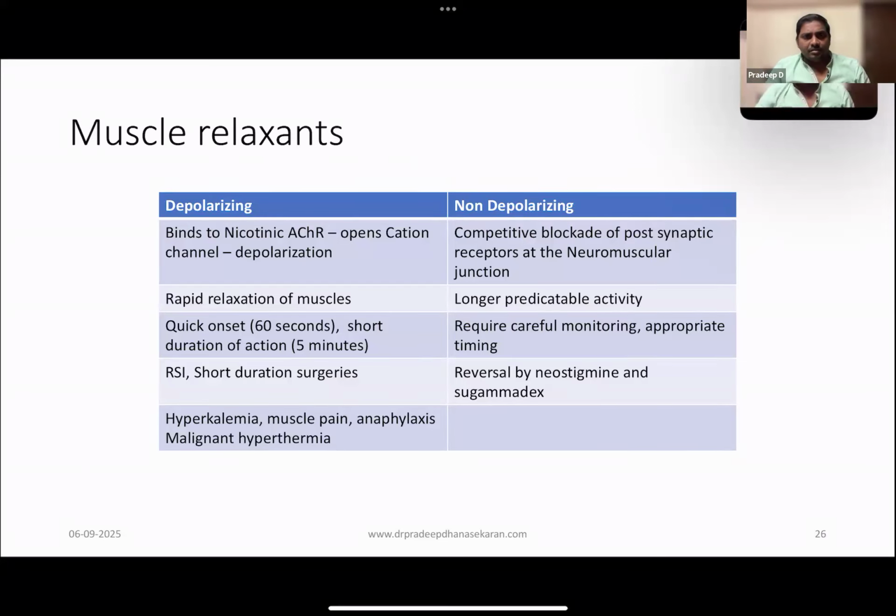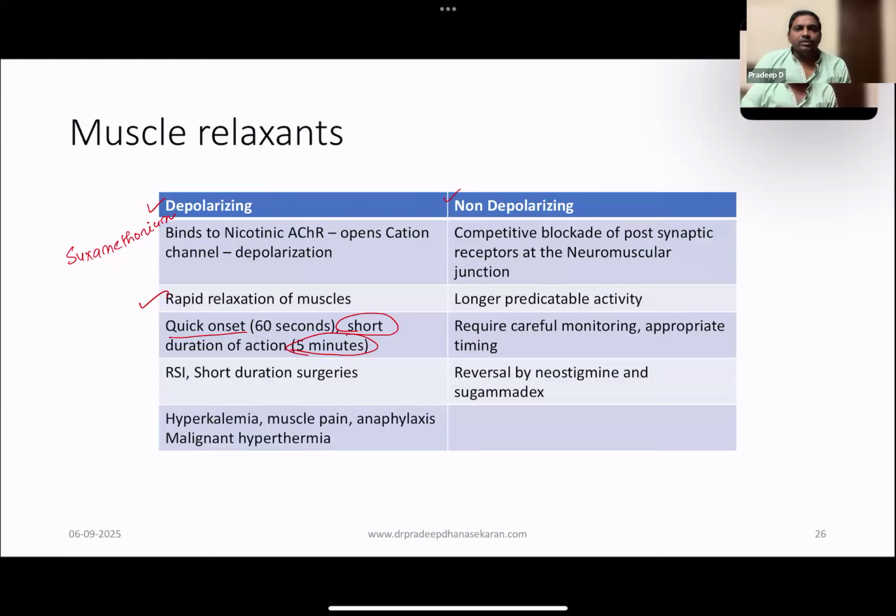Broadly, the muscle relaxants are classified into two: depolarizing and non-depolarizing muscle relaxants. In depolarizing muscle relaxants, you have only one drug, that is suxamethonium. It causes rapid onset, rapid relaxation, very short duration of only 5 minutes, so every 5 minutes you need to repeat it. So it's used for rapid sequence intubation, but the main disadvantage is it causes hyperkalemia, muscle pain because of the fasciculations, can cause anaphylactic reactions, and malignant hyperthermia is an increased risk.